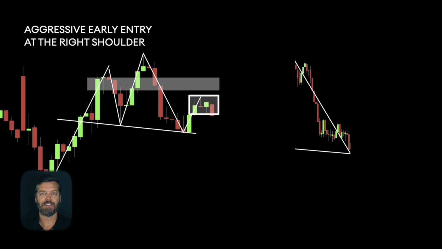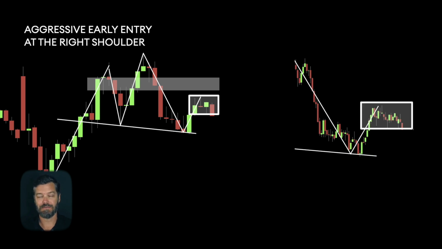Once you see this reaction, you zoom into a lower time frame to look for additional price action that signals a potential trend change, confirming the formation of the right shoulder. Let's say you pull up the 1-minute time frame alongside the 5-minute. On the 5-minute chart, you've identified the key resistance level where the right shoulder should form.